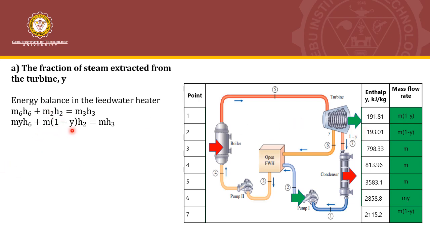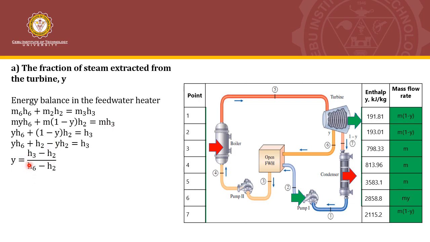M1 minus Y, that's why we have here M1 minus Y H2. M3 is basically M, so we just put here M. So based on that, we can cancel out M because it appears in all terms in the equation, and rearrange this one such that we can get the equation for the value of Y.